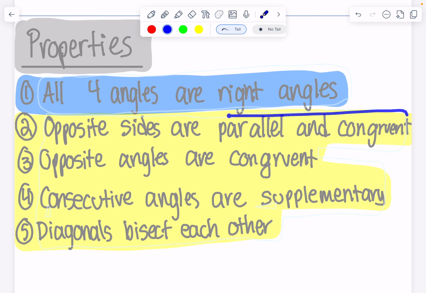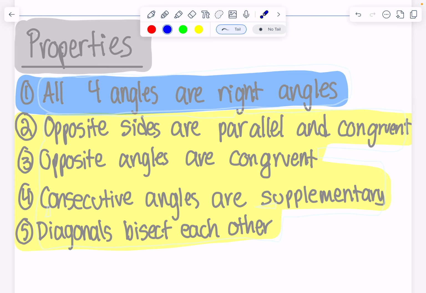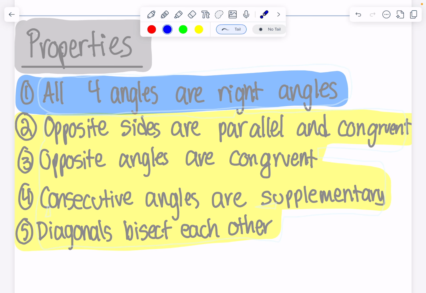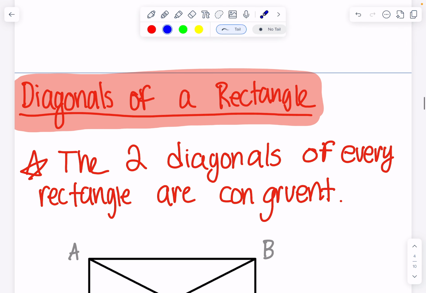Again, all of the ones in yellow are just inherited from parallelograms. This is kind of what makes rectangles their own standout, cool new shape. All 4 right angles are congruent. If you need a moment, pause, write this down, and when you're ready, you can click play again and move on. Good.